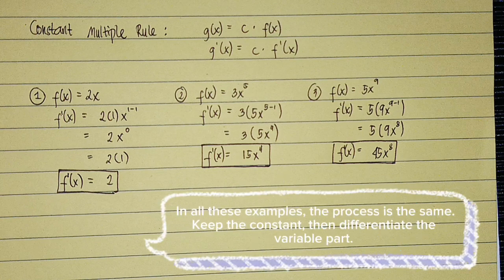In all these examples, the process is the same. Keep the constant, then differentiate the variable part. That is how the constant multiple rule works.